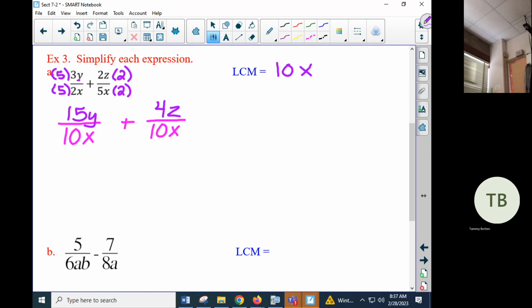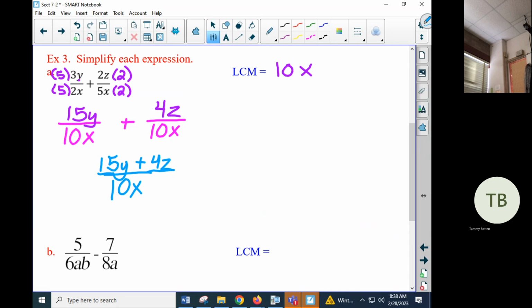Now all you have left, they're over the same denominator, so you can add them together. So they're both gonna be over 10x. And then this, I would just add together. I would do 15y plus 4z and put that together. You can't add them together.